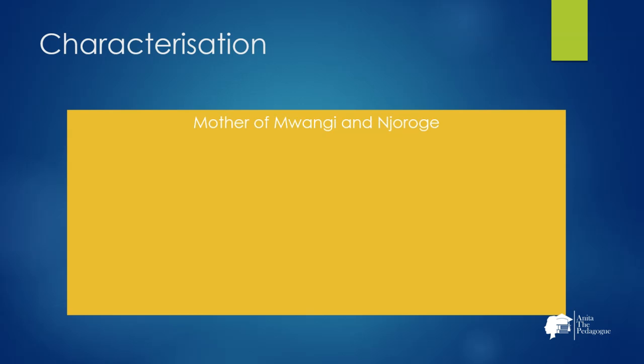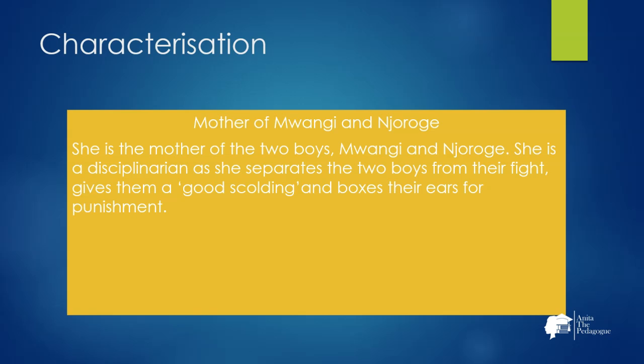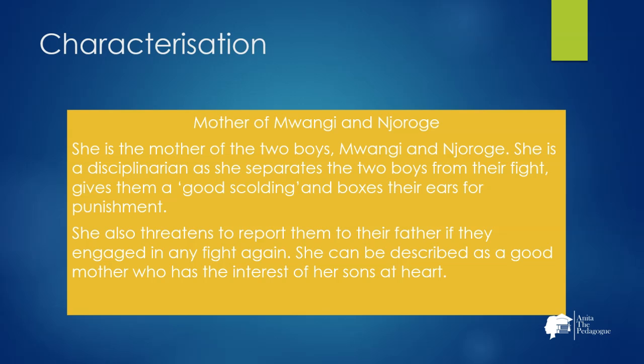Let's look at the character Mother, the mother of Muangi and Njoroge. So she is the mother of the 2 boys. She is a disciplinarian as she separates the 2 boys from their fights, gives them a good scolding, and boxes their ears for punishment. She also threatens to report them to their father if they engage in any fight again. She can be described as a good mother who has the interest of her sons at heart.